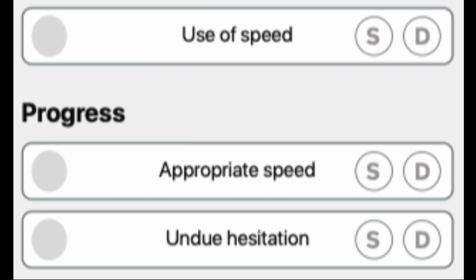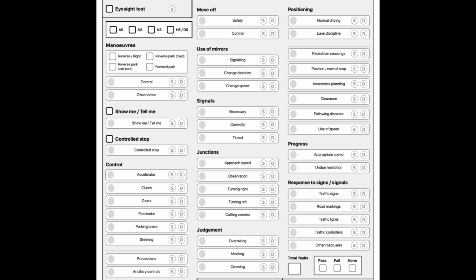So that covers staying within the speed limit, but not too far below it where possible, and what might be regarded as marks for hesitation. Next time, we'll have a look at the response to signs and signals section.